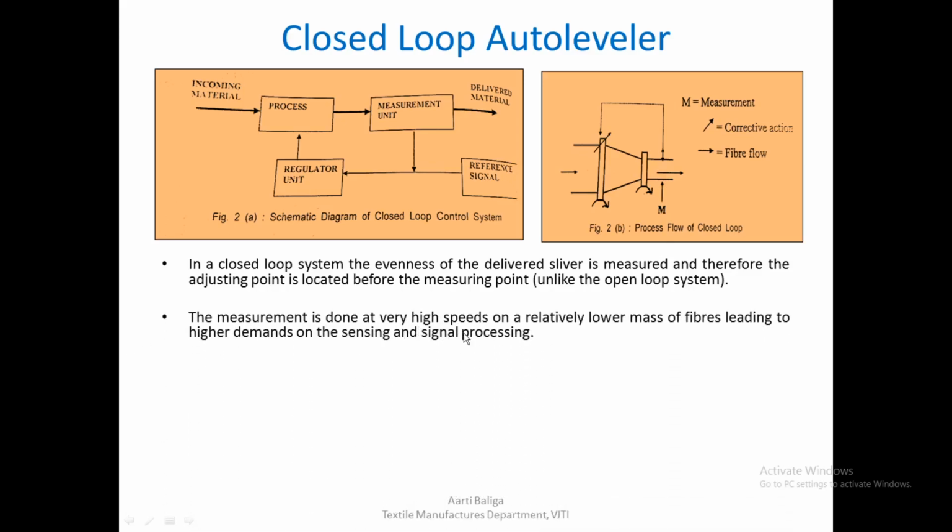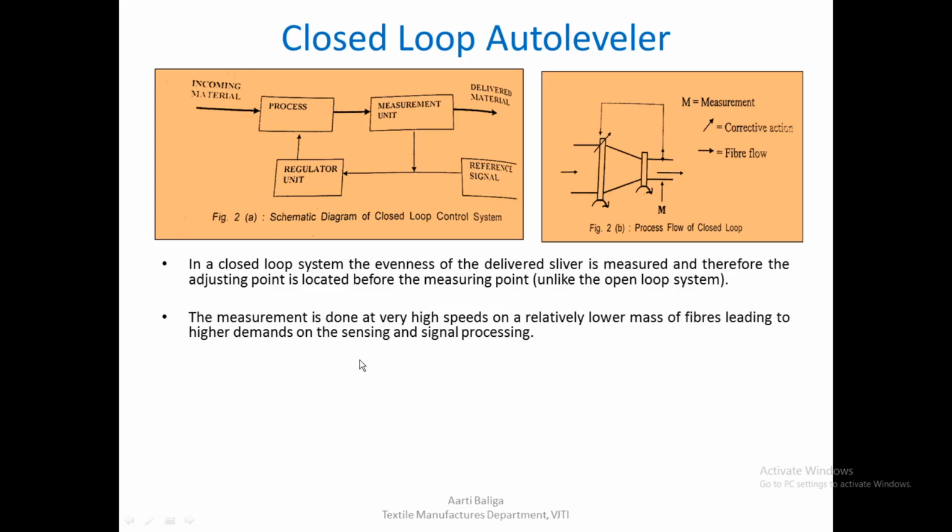Measurement is done in this case at a very high speed. In the earlier case, it was happening at the feed, which was at a very low speed. Now, in contrast, in case of a closed loop, it is exactly opposite. It is happening at a very high speed, and it is also happening on a very small mass of fibers as compared to the earlier system.